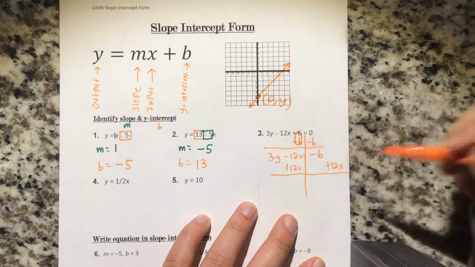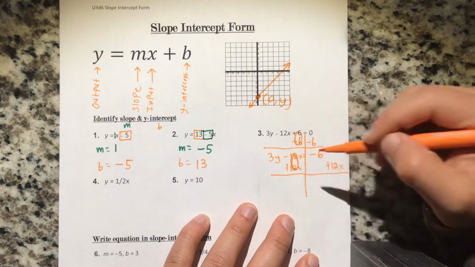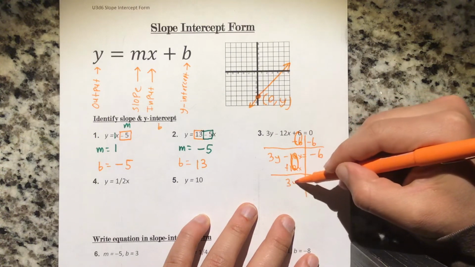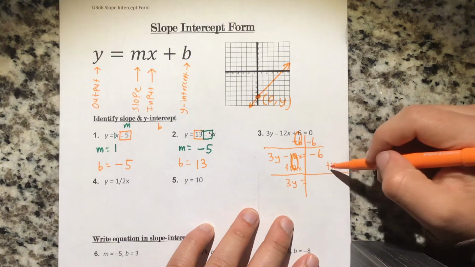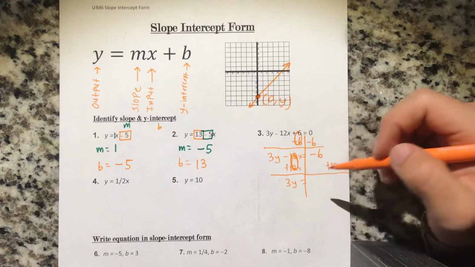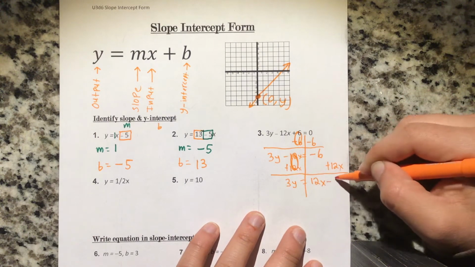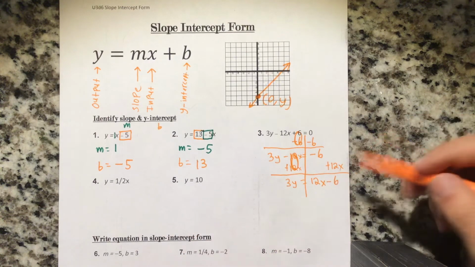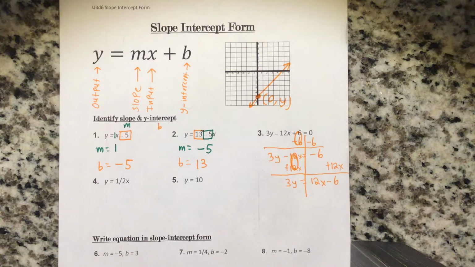Then we draw our line, work down. Minus 12x plus 12x, 0 pair. I bring down 3y. On the right side, I have negative 6 and plus 12x, okay? But I'm gonna put the x in the front. So I'm gonna rewrite it like this. I'm gonna write 12x minus 6, okay? It's the same thing, I prefer the x to be in the front, okay? That's just my personal preference.